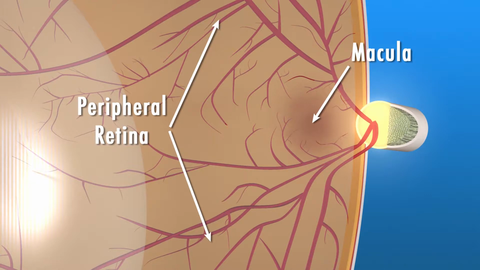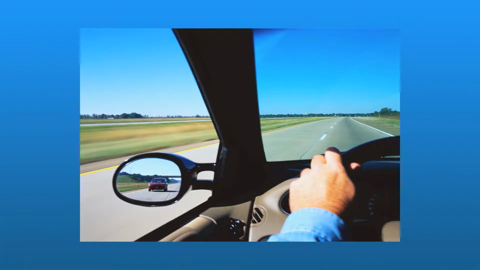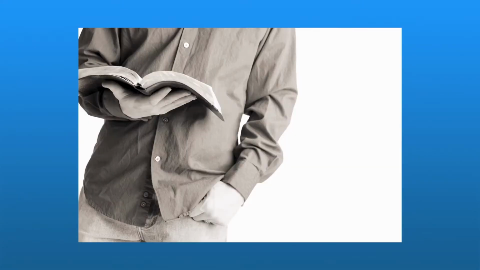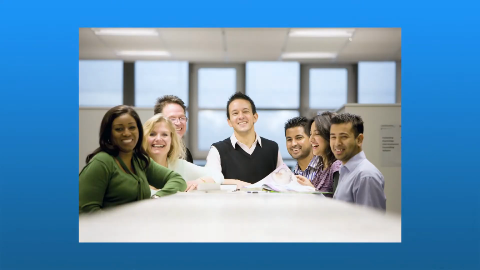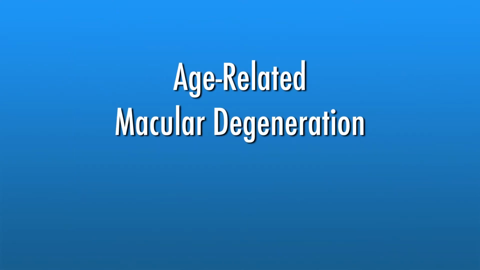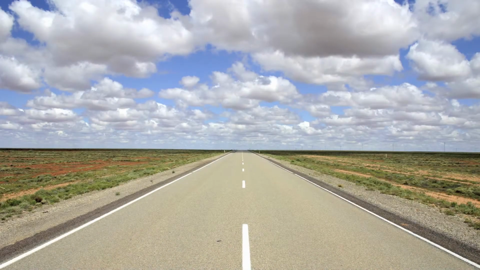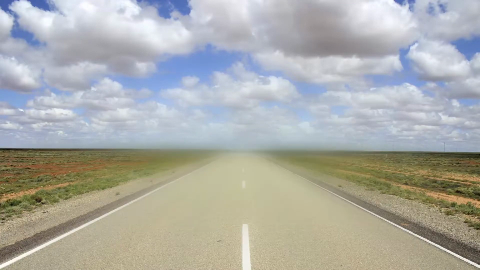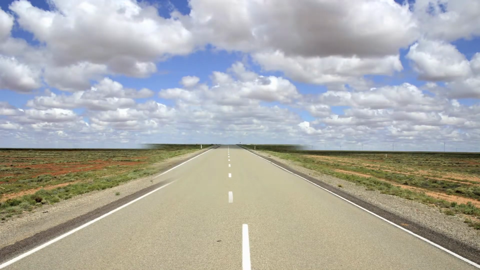It is the peripheral retina that gives us our side or wide-angle vision. It is the macula that gives us our pinpoint vision and allows us to see details clearly, helping us to do things like drive, read, or recognize a face. Age-related macular degeneration, or AMD, is a breakdown of the macula. When the macula doesn't work properly, your central vision can be affected by blurriness, dark areas, or distortion.